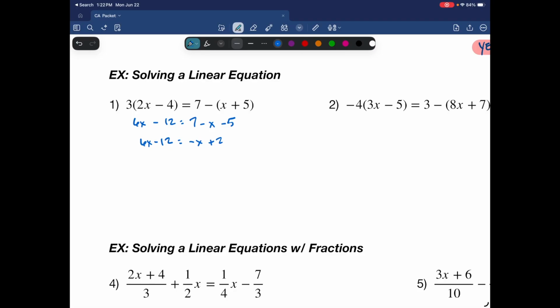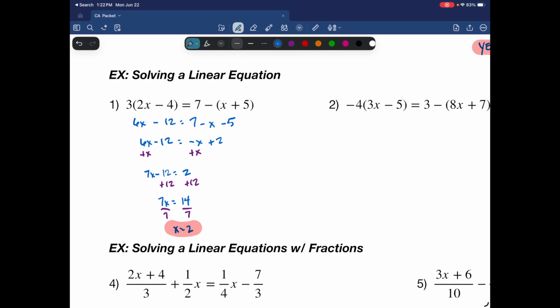Now what you're going to do here is add x to both sides, because you've got to get all your x's to the same side. Remember, whatever you do to one side, you do to the other. And if you're moving across the equal sign, you have to change the sign of what you're working with. It was negative, now I made it positive, so that's going to be 7x minus 12 equals 2. Then I'm going to add the 12 to both sides. It was negative, now it's positive. So you get 7x equals 14. Then you're going to divide both sides by 7 to get x by itself. And so x equals 2.